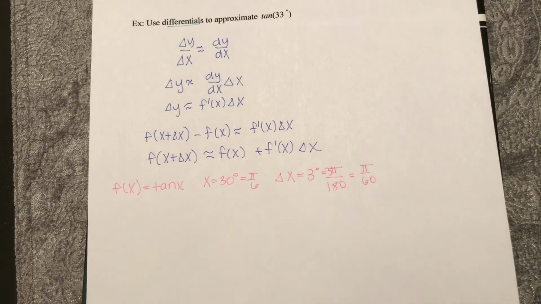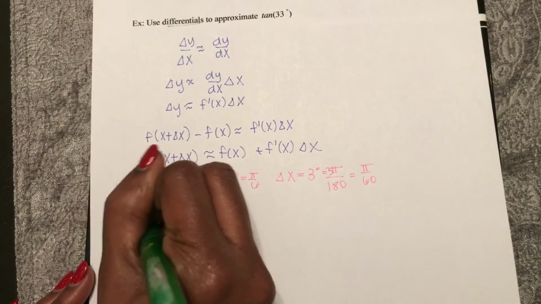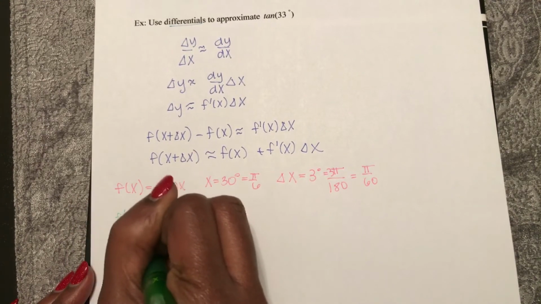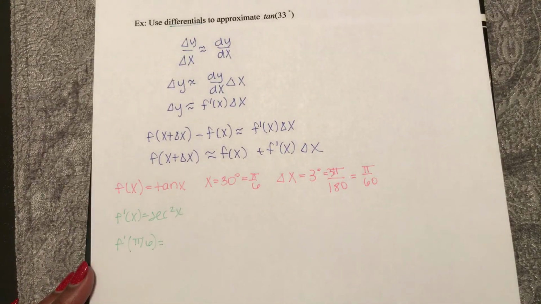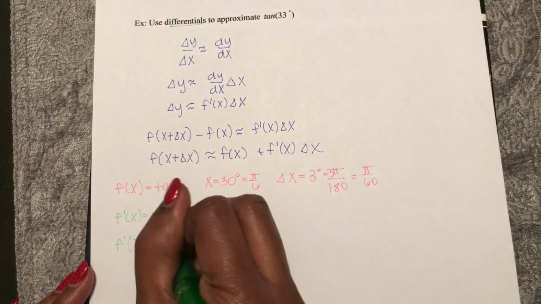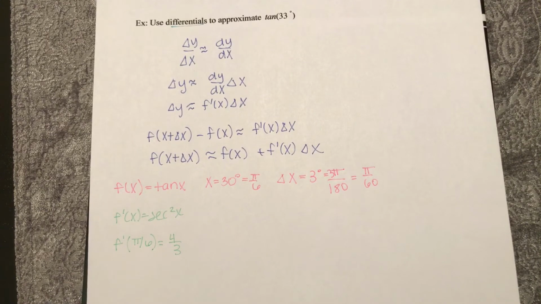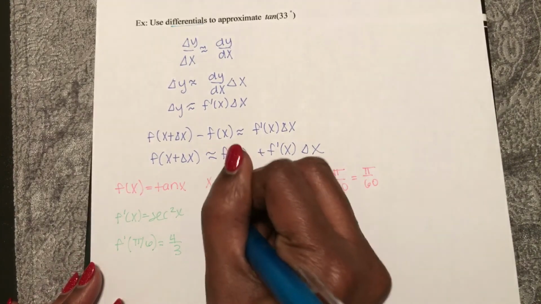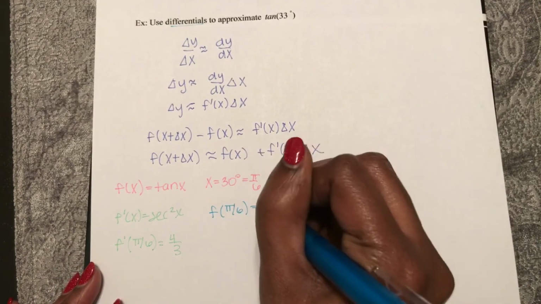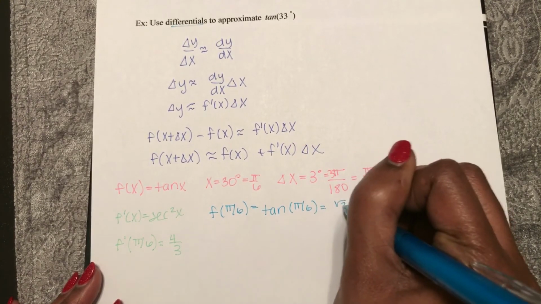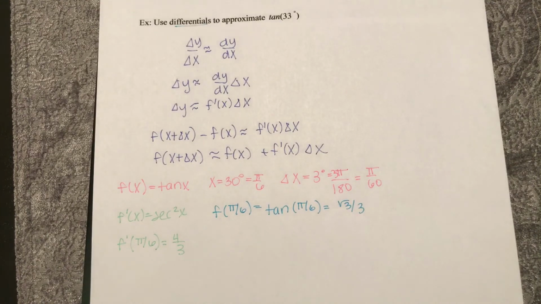So here I need f prime of x. f prime of x is secant squared x. f prime of pi over 6, we learned in our previous problem, is 4/3. So now I can find f of pi over 6, which is tangent of pi over 6, which is square root 3 over 3. You probably should have done that first.